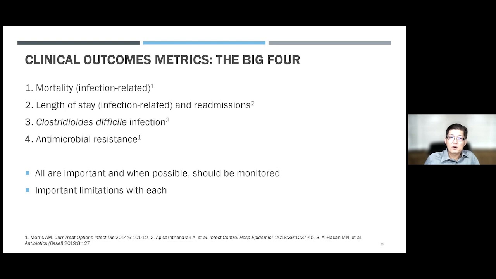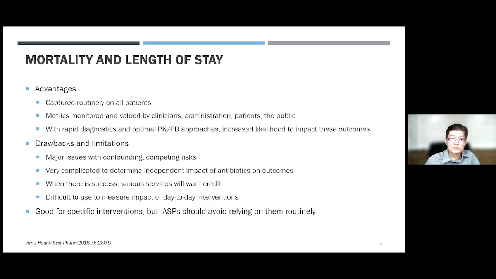But the big four or critical outcome metrics that are commonly used in the ASP include first, mortality, mostly infection-related mortality if you can collect this data, length of stay, infection-related length of stay or readmission, incidence of Clostridium difficile, and antimicrobial resistance, which all metrics are important and should be monitored. But having said that, each metric also has its own limitation as well. I will share with you one by one. The first one being mortality and length of stay.